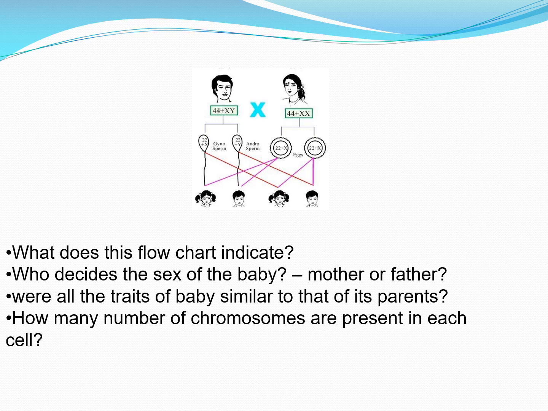Third question, were all the traits of the baby similar to that of its parents? No. Last question, how many chromosomes are present in each cell? A human cell possesses 23 pairs of chromosomes, out of which 22 pairs are autosomes and 1 pair is allosome.